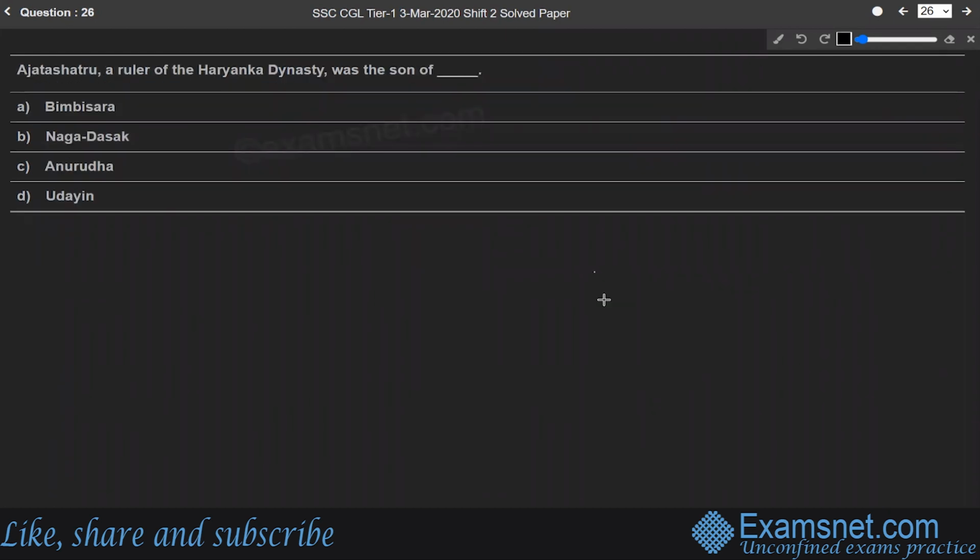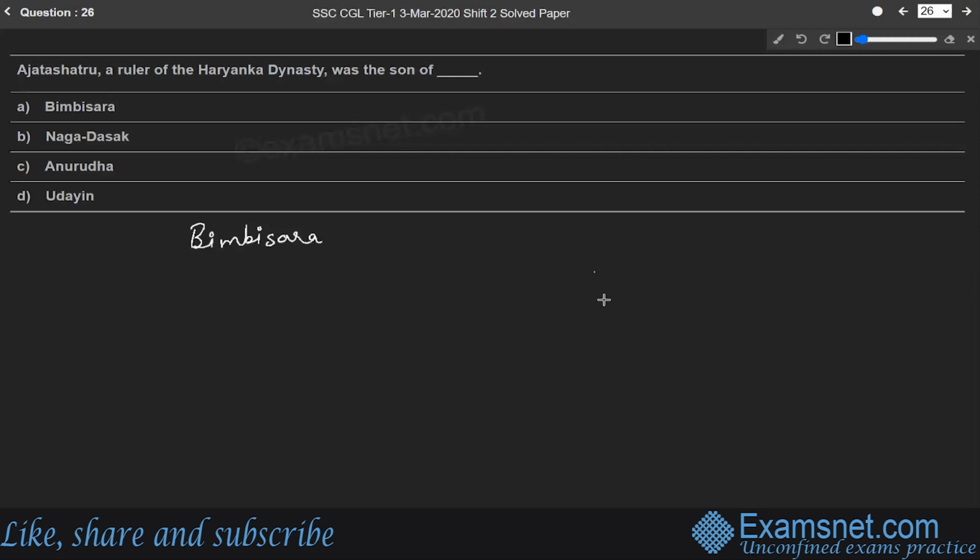Next question is Ajatashatru, a ruler of Haryanka dynasty, was the son of blank. And the options are Bimbisara, Nagadashak, Anuruddha, and Udayi. It is given in the question that Ajatashatru was a ruler of Haryanka dynasty. Haryanka dynasty was the third ruling dynasty of Magadh, and Bimbisara was the founder of Haryanka dynasty.